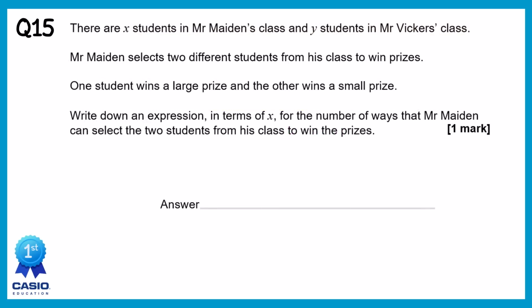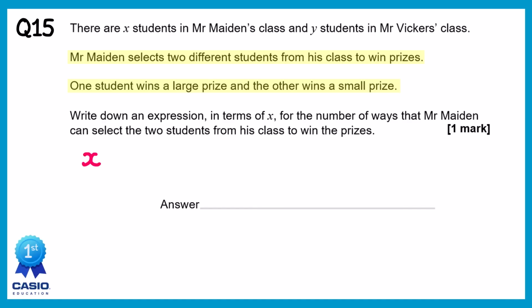In the second part of the question, we're told that Mr. Maiden selects 2 different students from his class to win prizes. They'll win different prizes, so one of them's large and one of them's small. And we need to work out an expression in terms of x for the number of ways he can select the students. Well, if we think of the number of ways of selecting the first student, there are x students, so there are x ways.